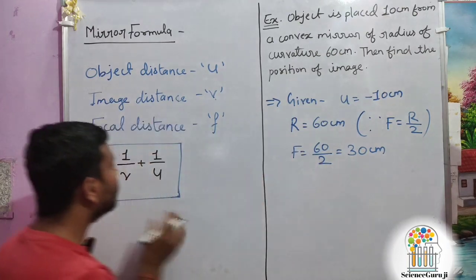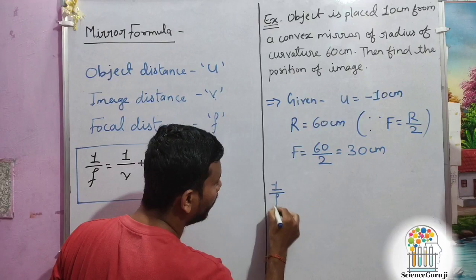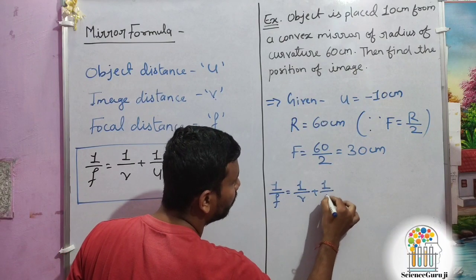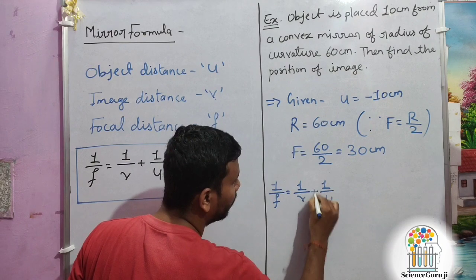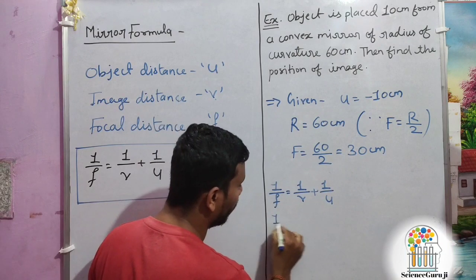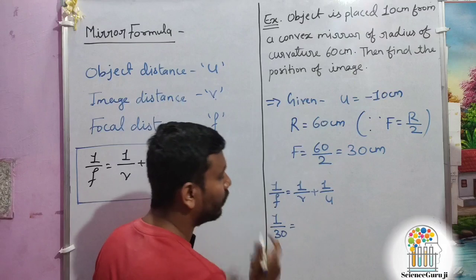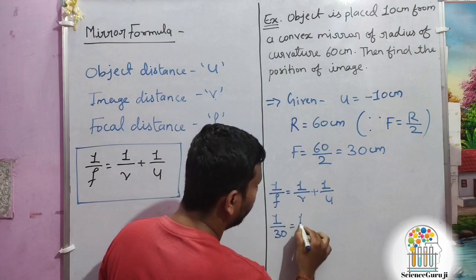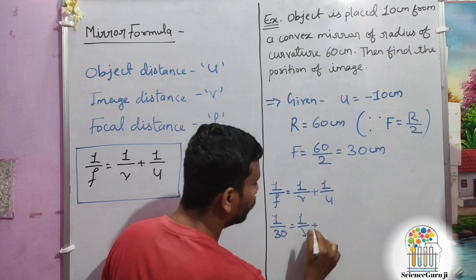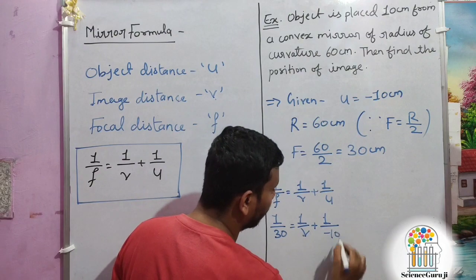Let's put this in the mirror formula. What is our formula? That is 1 upon f is equal to 1 upon v plus 1 upon u. So put the data in this formula. 1 upon f, that means 1 upon 30, is equal to 1 upon v, which we have to find out. So v is not given here. And 1 upon u is 1 upon minus 10.